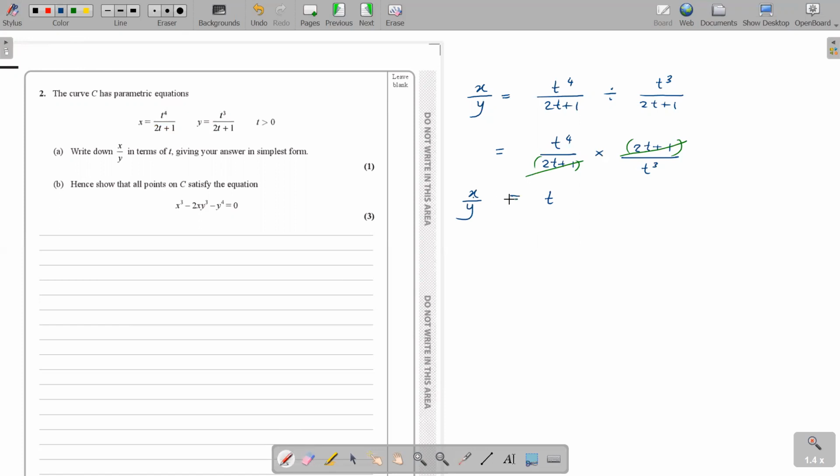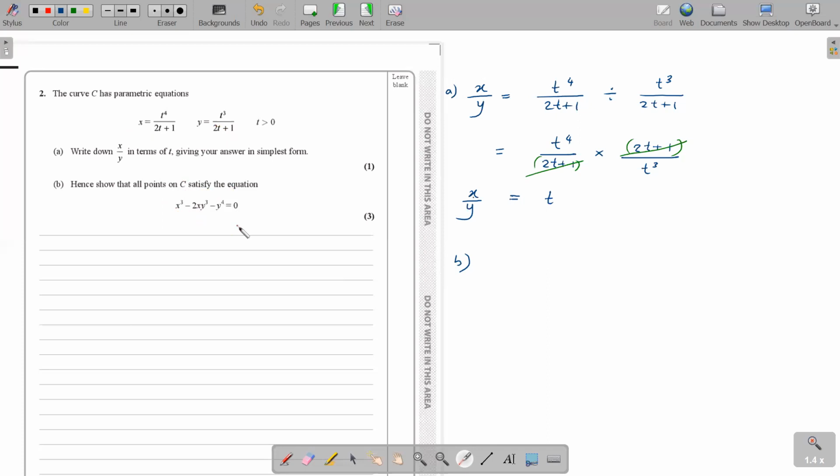Then we'll move to part B. Hence, show that all the points on C satisfy this particular equation. They want to show that the curve satisfies the equation. What do you think they are doing here? This is given to you in parametric form, so this is what form? This is Cartesian form. Basically, they have found a way to get rid of the t.